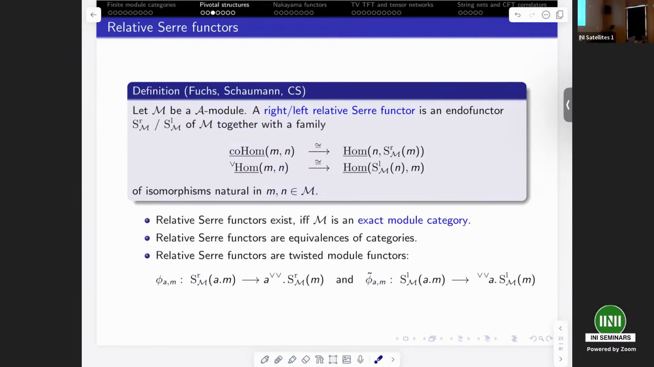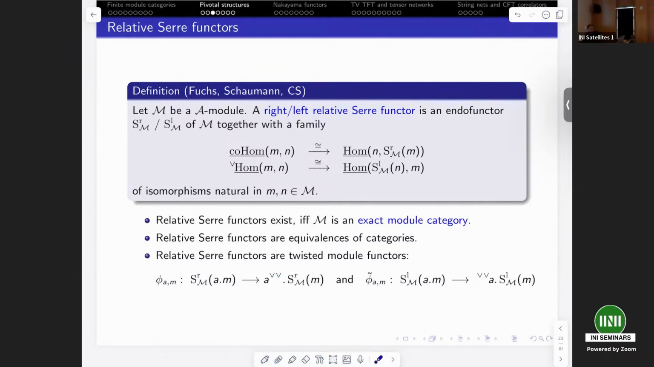We are working with module categories, so it's quite reasonable to ask what happens if I apply the Serre functor to A acting on something. Is it a module functor? If it were a module functor, then I could simply pull out A. This is not true. You can pull out A, but at the price of a double dual. So it is a twisted module functor.